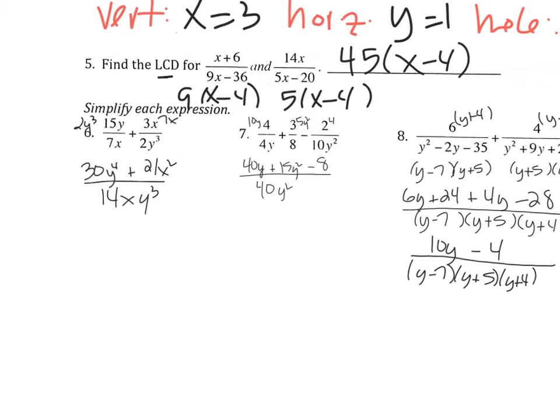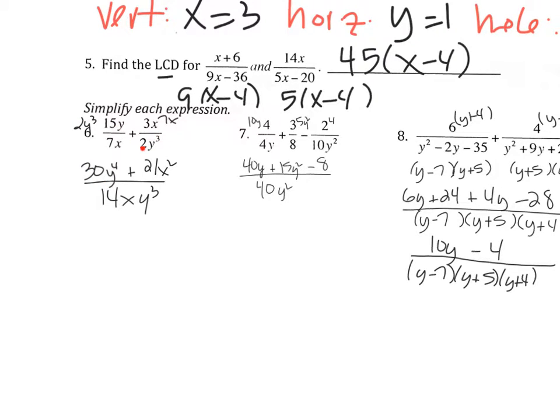Number 6, first of all, you've got to find the LCD. So start with the 7 and the 2. They go into 14. And bring down the other factors, the x and the y cubed. Then you just do this. You look at that denominator right there. Look at the big one down here, and figure out what it needs to be that. It needs a 2. It needs a y cubed. So take 2y cubed, what it needs, and multiply the top. And you get that right there.